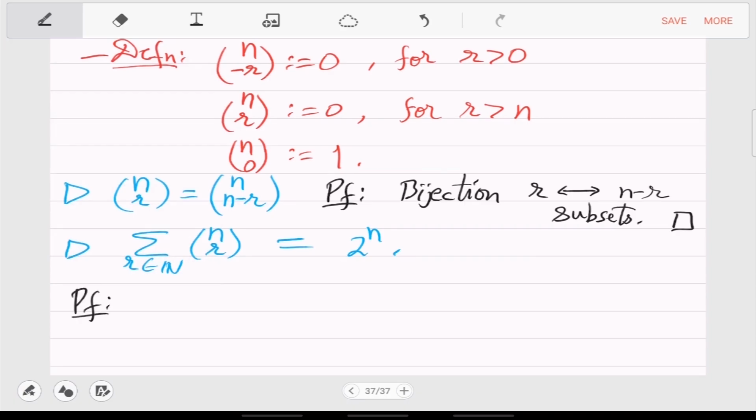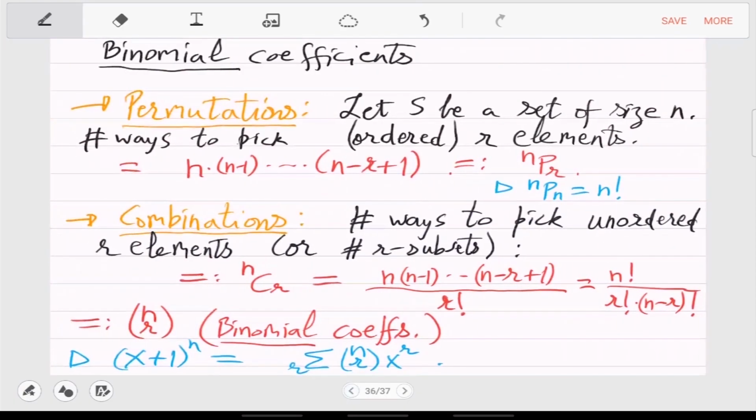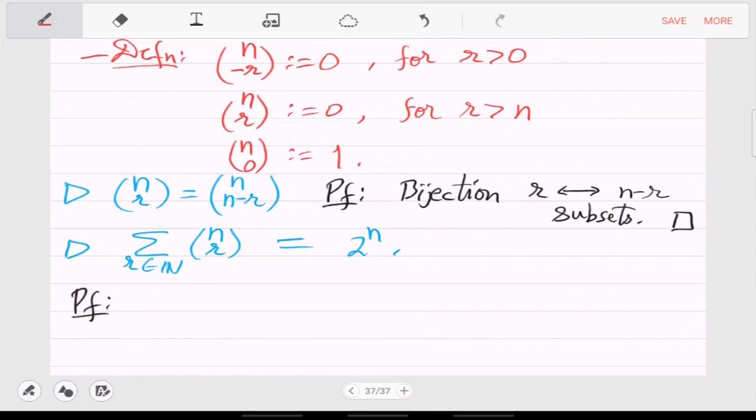Yeah, one way is you just substitute x equal to 1 here. That will work. But then for that you have to prove this statement. If you have proven this, then you can just put x equal to 1. If you have not proven this, then you can give a combinatorial argument.